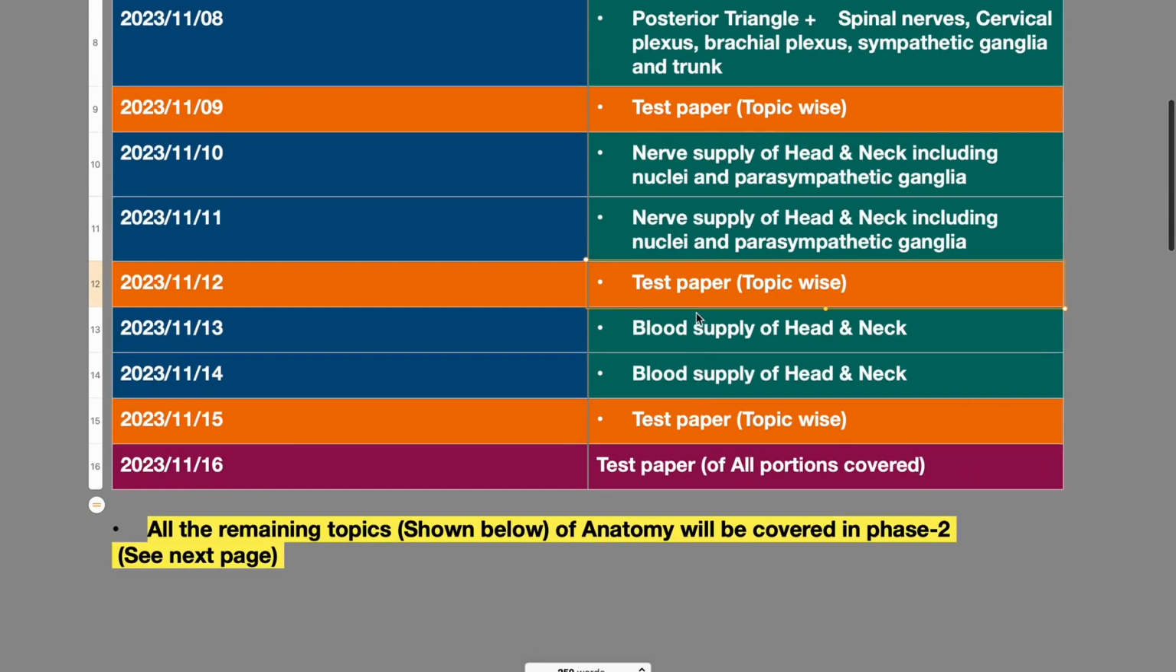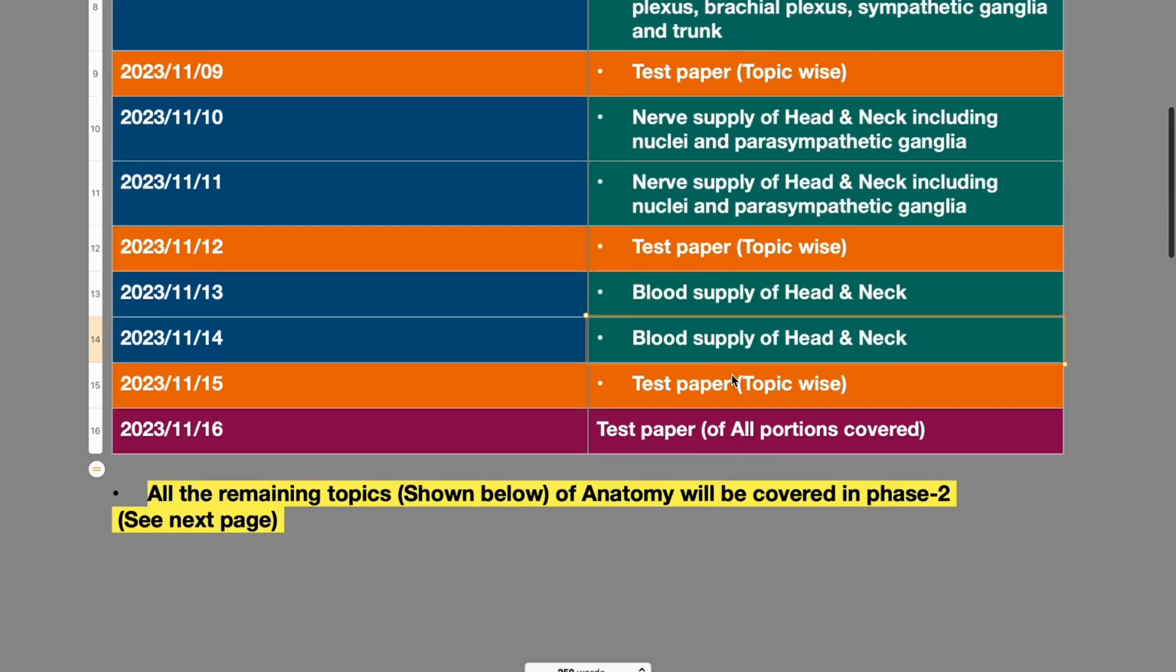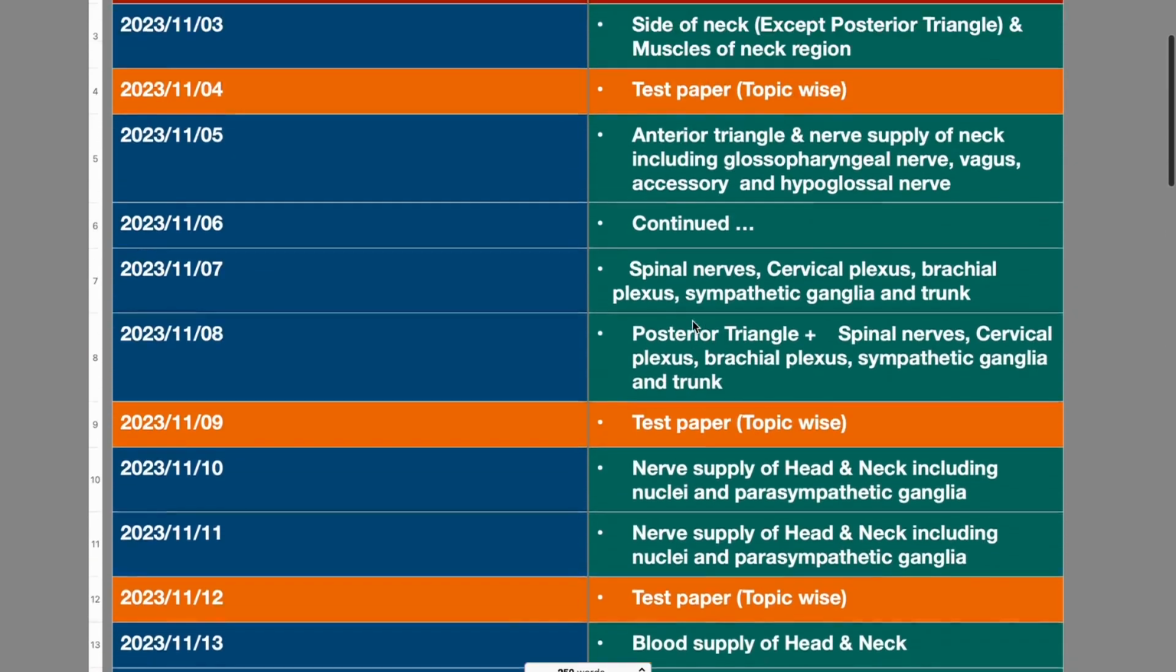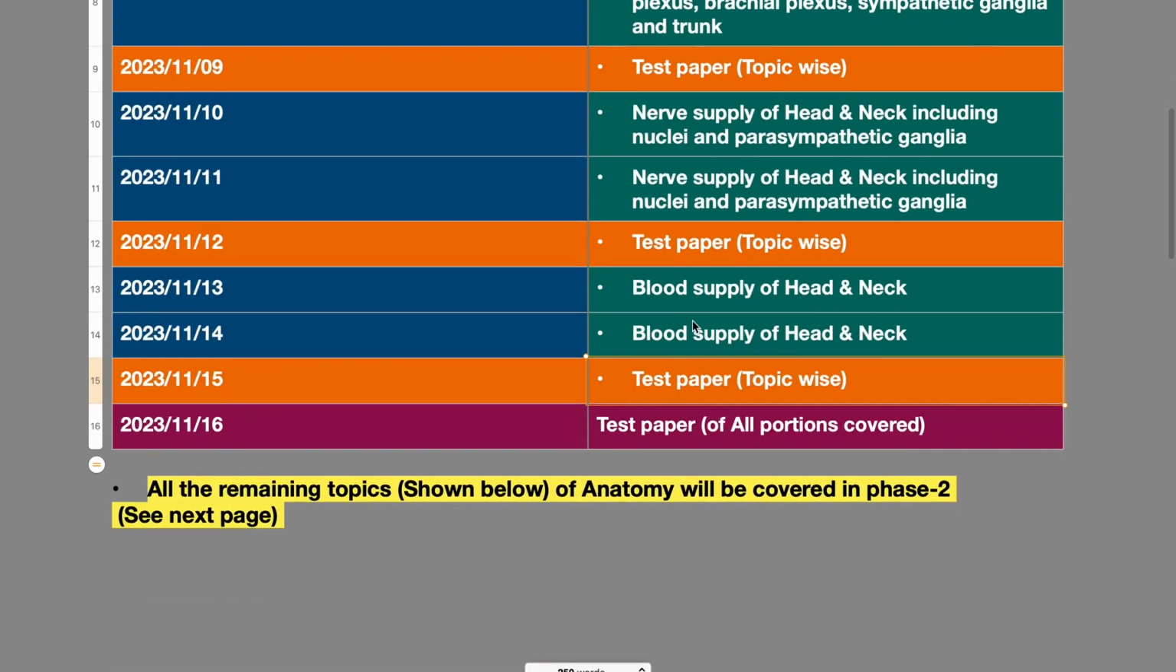After that, we'll be going to the blood supply. Now, nerve supply and blood supply, very, very, very important. Okay, blood supply of head and neck, and we'll understand certain specific blood supply that is very important for you all. Now after that, again a test paper on blood supply. Finally, at the end of all these, we'll have a test paper covering all the portions. By that, we will conclude phase 1.